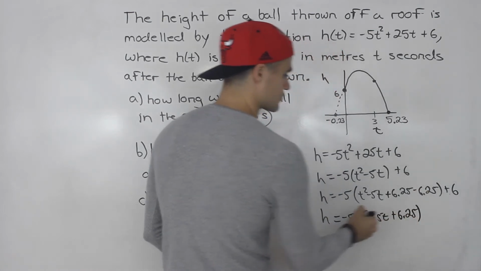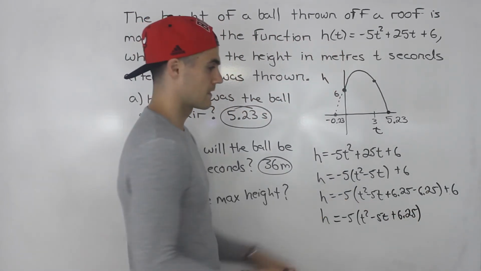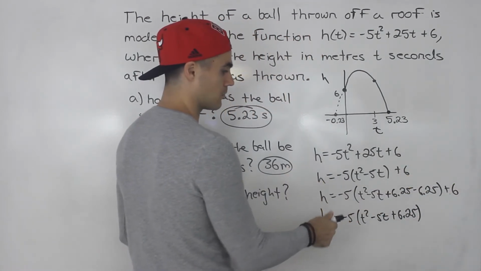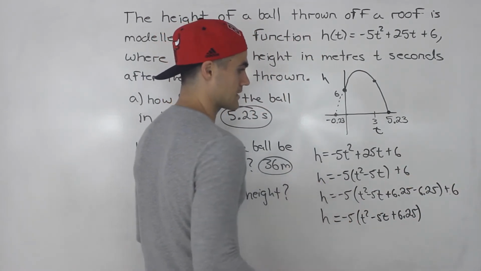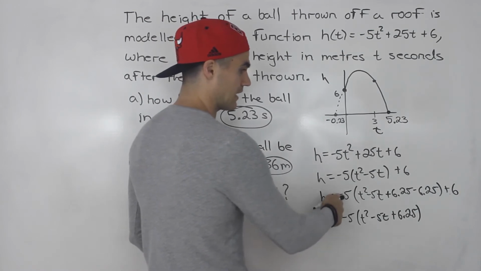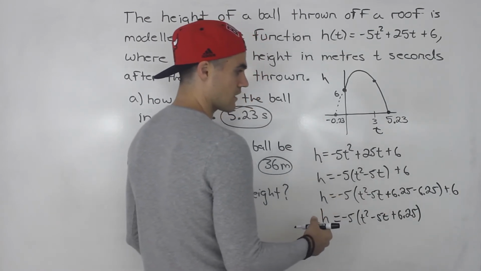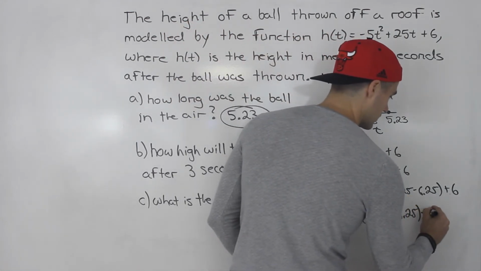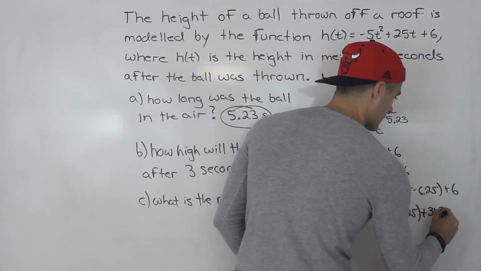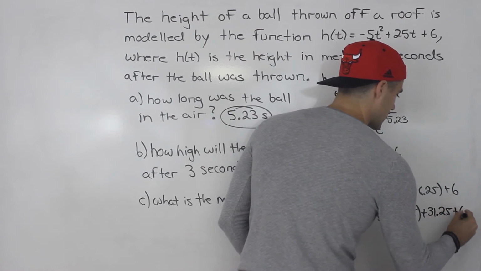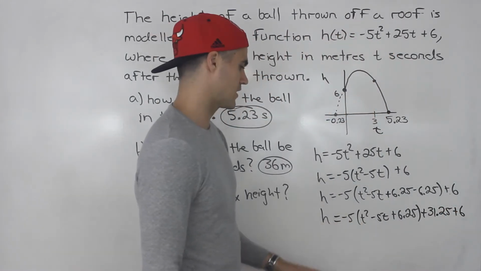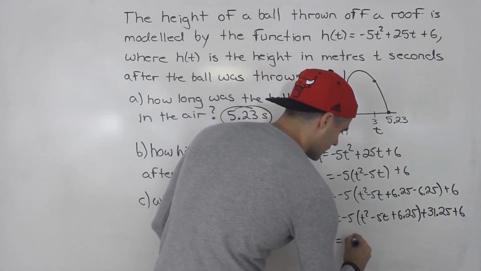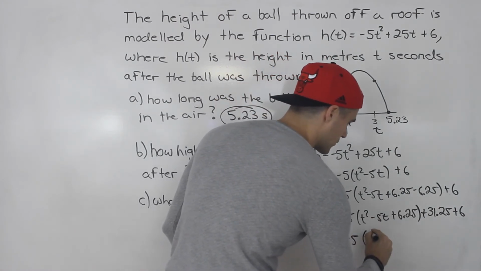We rewrite the first three terms here, and then we have to take out this negative 6.25. When we take it out, we have to multiply it by what's in front. So negative 5 times negative 6.25, that would give us what? 31.25, and then we'll be adding 6. And then from here, we just have to factor this quadratic, which will always be a perfect square trinomial.